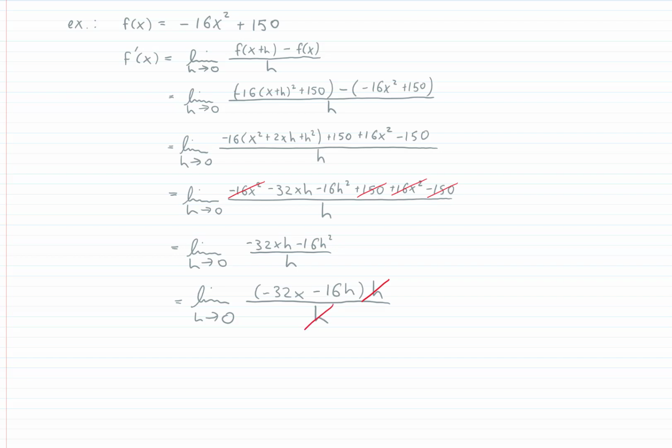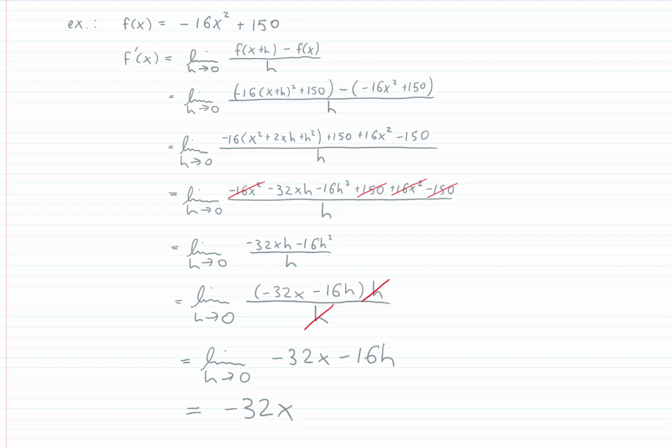We're almost done. So we finally simplified down to this. Okay. Now you do the calculus. Now that the algebra is done, you do the calculus, which is what? Let h go to 0, and what do you end up with? Our answer is negative 32x.